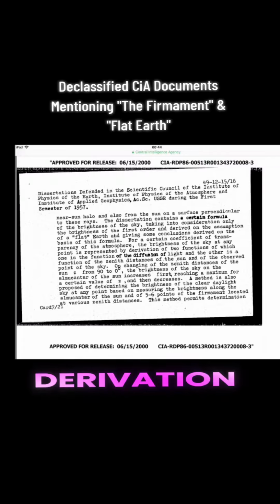The dissertation contains a certain formula of the brightness of the sky, taking into consideration only the brightness of the first order, and derived on the assumption of a flat Earth, and giving some conclusions derived on the basis of this formula. For a certain coefficient of transparency of the atmosphere, the brightness of the sky at any point is represented by derivation of 2 functions, of which one is the function of the diffusion of light, and the other is a function of the zenith distances of the sun, and of the observed point of the sky. On changing of the zenith distances of the sun, z, from 90 to 0 degrees, the brightness of the sky on the almucanter of the sun increases first, reaching a maximum for a certain value of z, and then decreases.